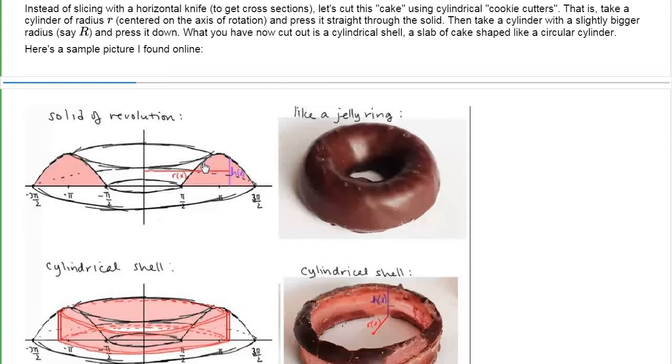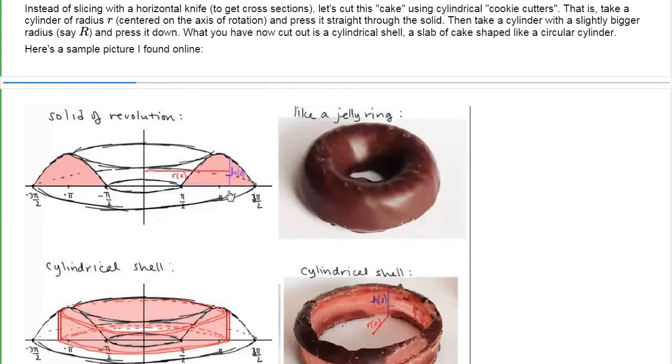Instead of taking a line segment here this way, a horizontal line segment, and rotating around the y-axis and getting a washer, instead we're going to take this vertical line segment. And you rotate this vertical line segment around the y-axis, what you get is not a washer, you get a cylinder, or a cylindrical shell. It's the side of the cylinder. It doesn't have the top and the bottom, it's just the side.